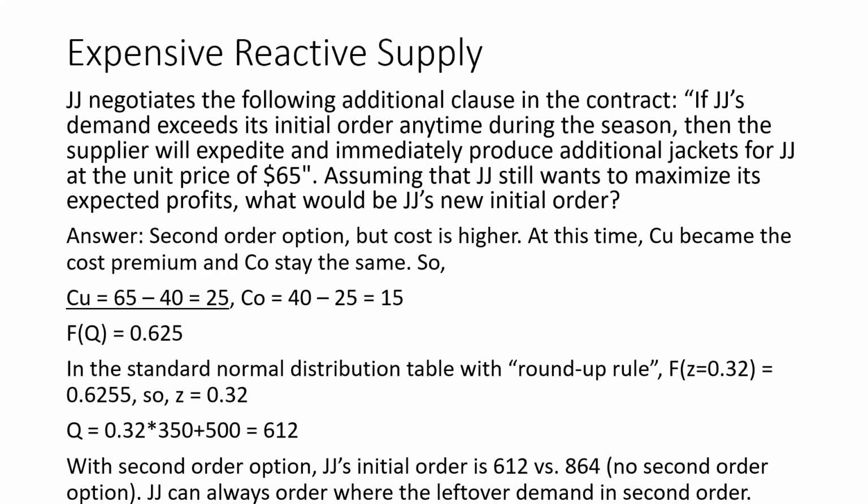So with the second order option, the optimal order increases. So JJ can always order what the leftover demand is in the second order. So it basically says JJ only orders where the demand is left off. So after the second order, JJ will not have any leftover inventory or unsatisfied demand.